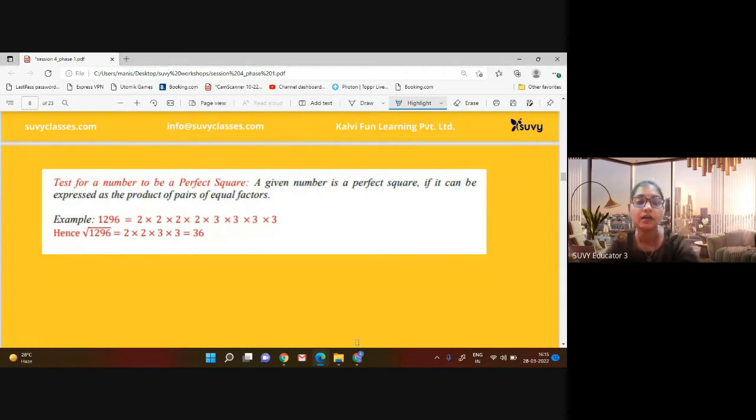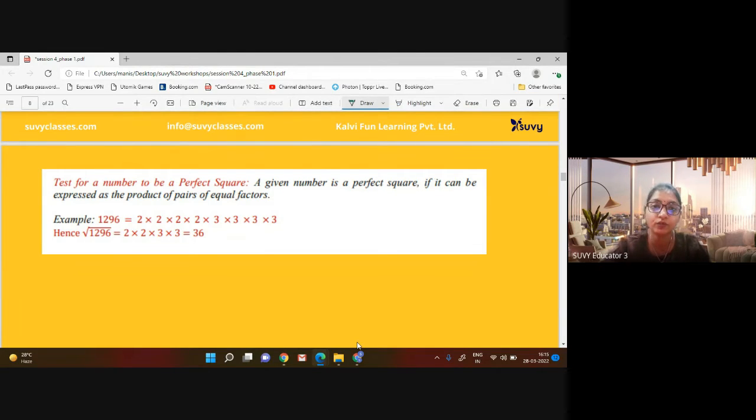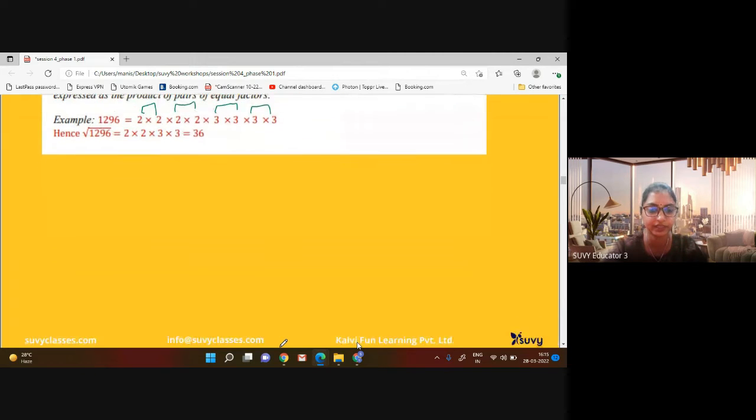Now another topic is the test for a number to be a perfect square. How can you test whether a number is a perfect square? Simple. When you want to check if a number is a perfect square, you just have to see how the prime factors of the number exist. Suppose two 2s are there, then every number is existing in pairs. If every number is existing in pairs, that means it is a perfect square. Otherwise, it is not. Clear? Any doubt, any confusion till there? Any query?